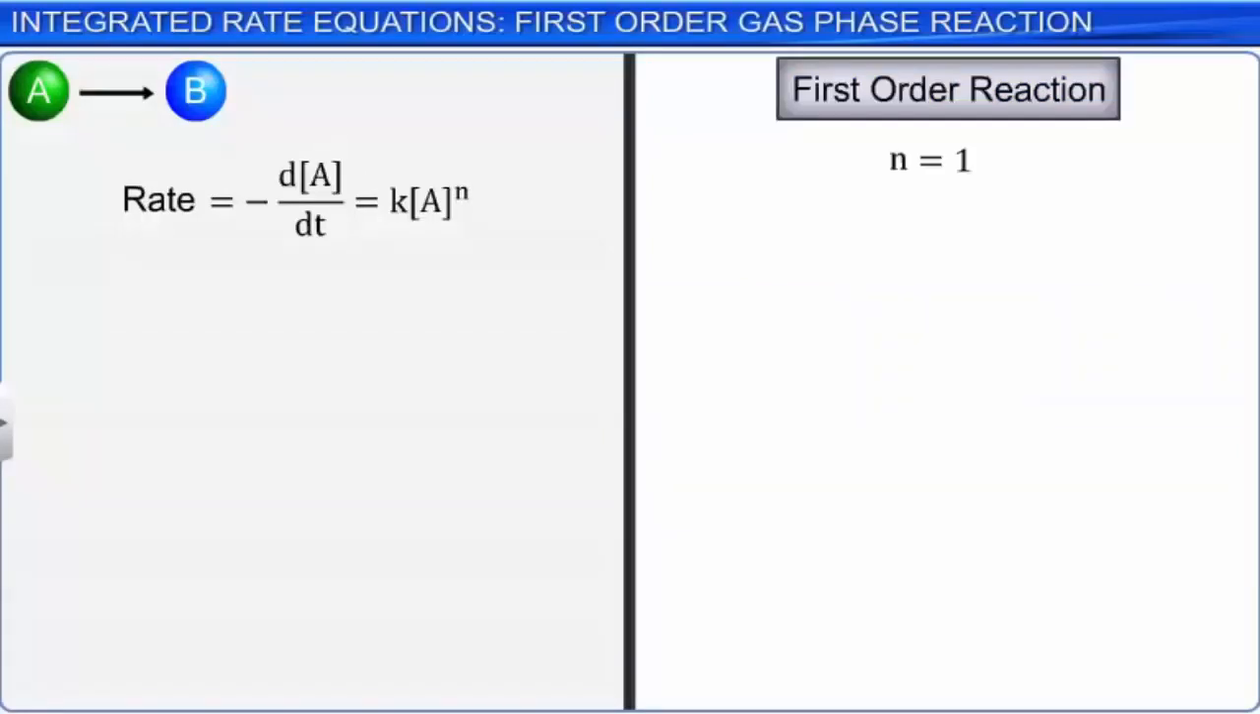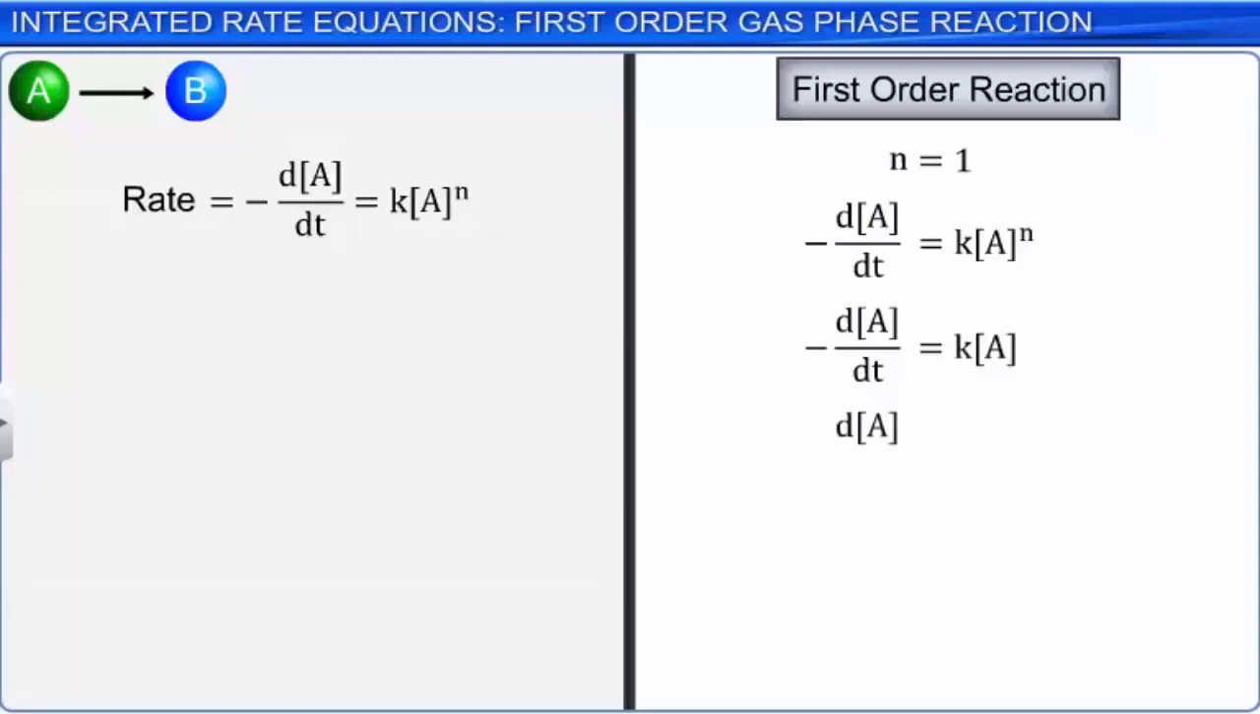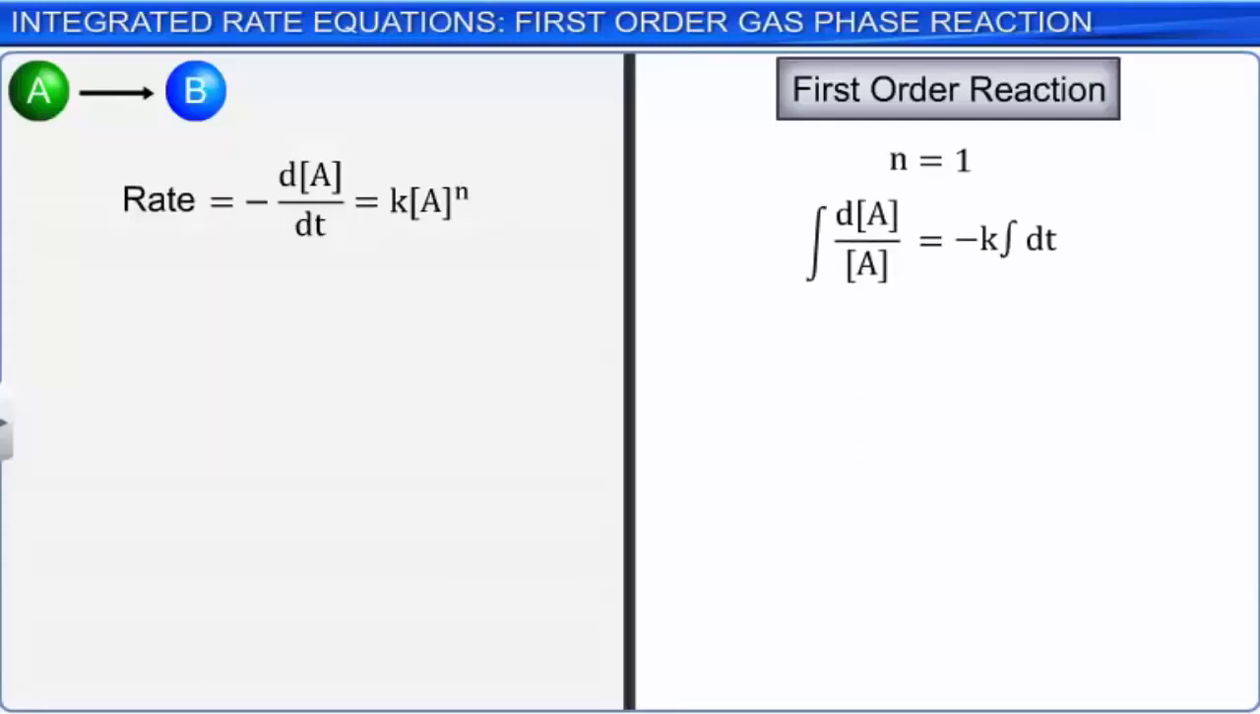Hence, in a first-order reaction, n is equal to 1. Substituting n equal to 1 in the differential rate equation, we get minus d[A]/dt is equal to k multiplied by concentration of A, or d[A]/[A] is equal to minus k into dt. Integrating both the sides, we get log [A] to the base e is equal to minus k multiplied by t plus C, where C is the constant of integration.